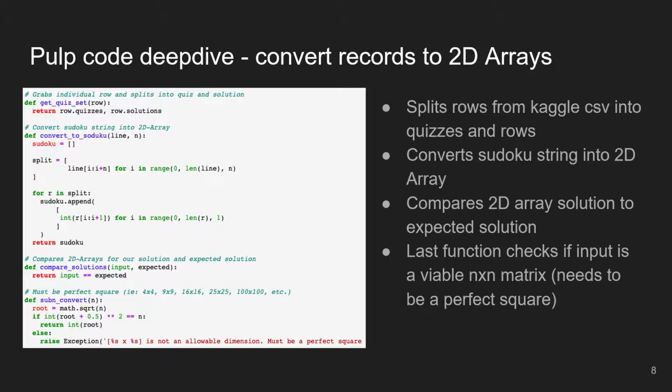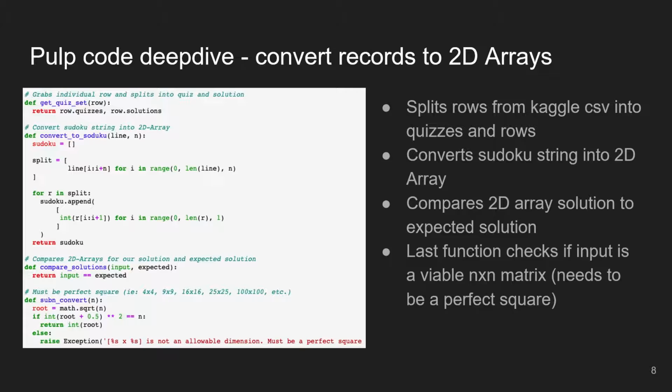Then we have a function that takes the string input that the Kaggle datasets provide and converts it to the 2D array input that we expect within our LP problem, in this case an IP problem. And then we have a couple of validation functions. One checks to make sure that our output, or in this case it says input, matches the expected solution, and it will return true or false.